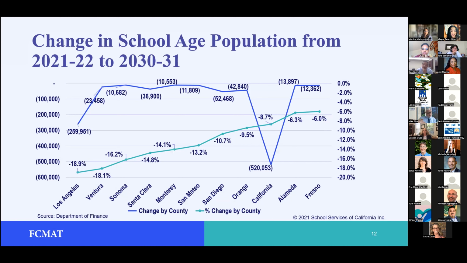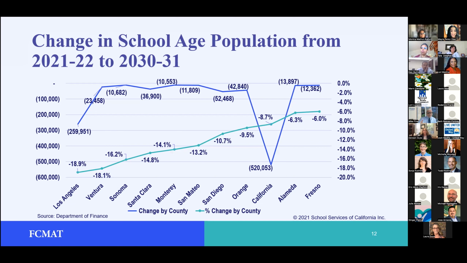Now let's look at the news going forward. You can see the blue line here is the actual number of student loss over the next 10-year period from 21-22 to 30-31, and the green line is the percent. Los Angeles County, with our largest school age population, is expected to lose about 260,000 kids over the decade, almost 19%. Right next to them, Ventura County at 18%. Monterey is in here at a 14% decrease, basically a 10.5 thousand student loss in this decade. The state average is a loss of 520,000 kids, or 8.7%.